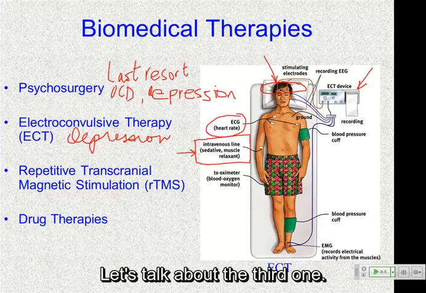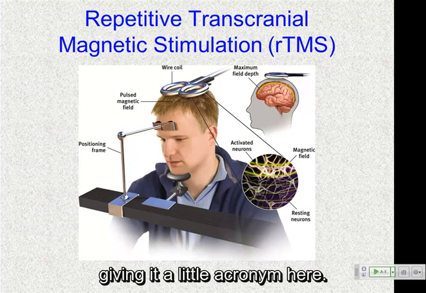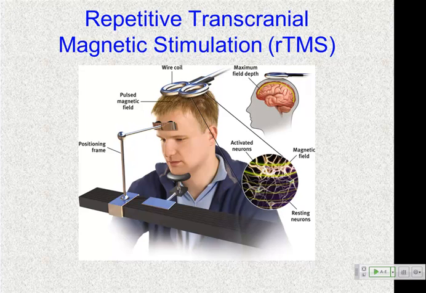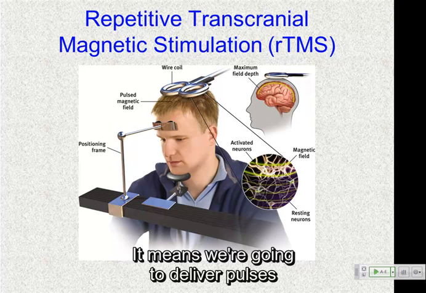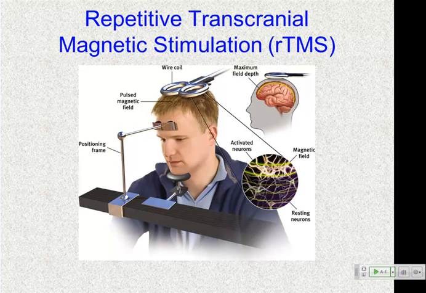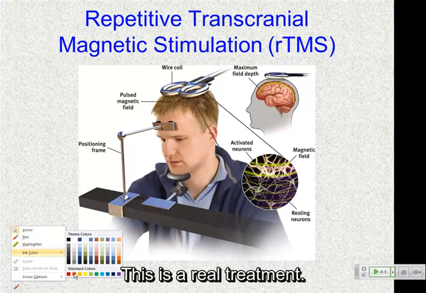Let's talk about this third one. RTMS is the catchy little way of abbreviating it, giving it a little acronym here. It's repetitive transcranial magnetic stimulation. So what does that mean? It means we're going to deliver pulses of magnetic energy to the brain. This looks like something from Saturday Night Live or something. It's not really a joke. This is a real treatment.